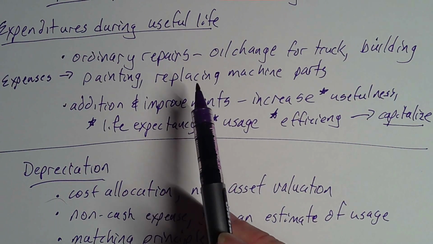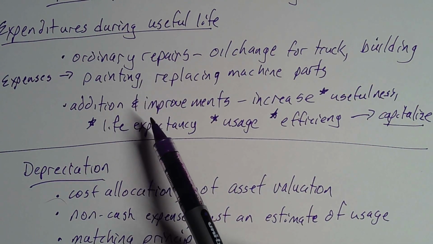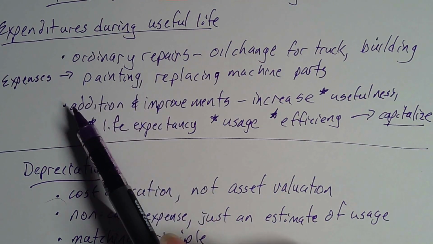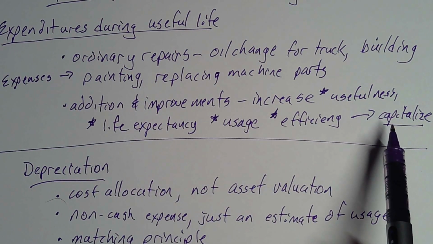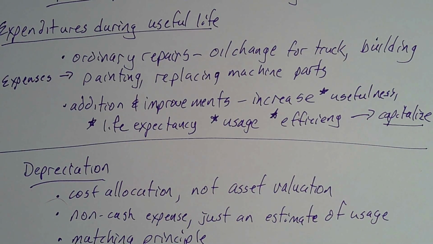So just make sure you understand the difference between an ordinary repair versus an addition or improvement: one gets expensed, the other one gets added to the value of the asset itself. So these are the three main categories of physical assets we're first talking about: land, buildings, and equipment. Now, we've talked about what all goes into the cost of the equipment, or the cost of the assets.